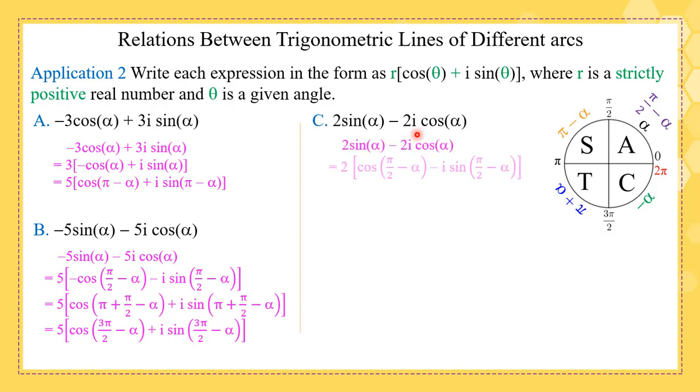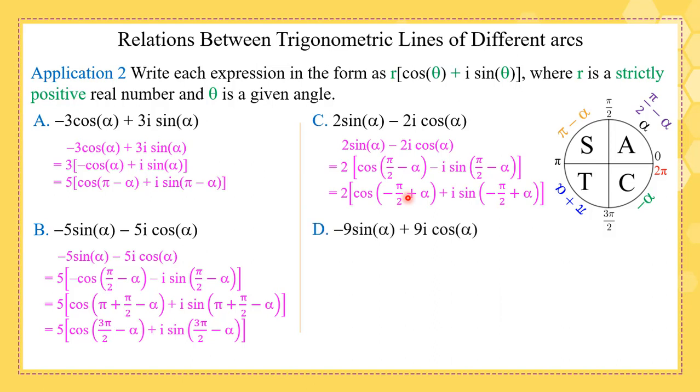If we take 2 in common and we translate the sine into a cosine and the cosine into a sine, we get this expression. We need the cosine to be positive and the sine to be negative. So this is the fourth quadrant. We just multiply the angle that we have by a minus, and this is what we get. Now the last expression, try also to do it alone.